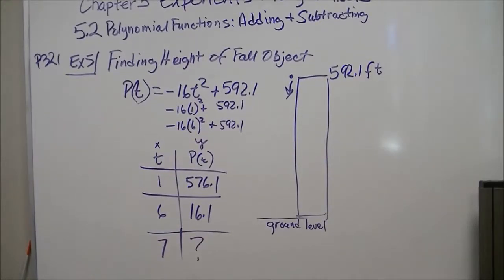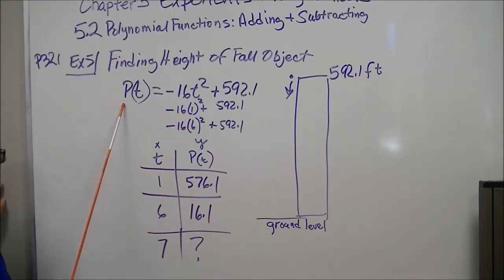All right, going on to example 5. Here we're finding the height of a falling object. Well, here we have this tall building. It's this many feet high. We're going to drop something off of that tall building. And we're wondering through time, what will be the height of that before it reaches the ground?